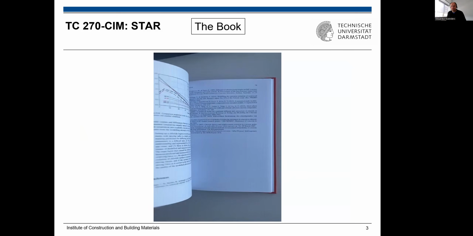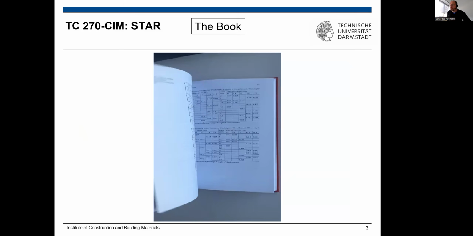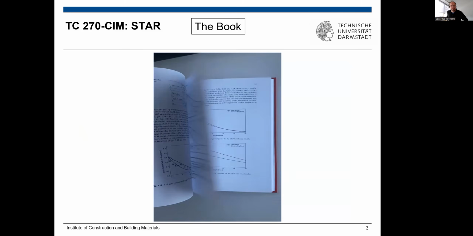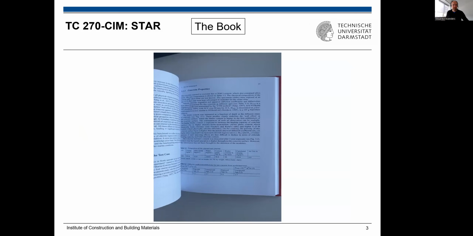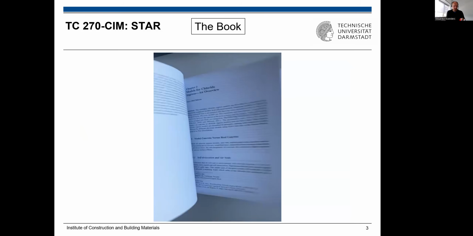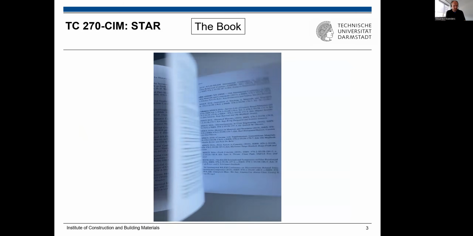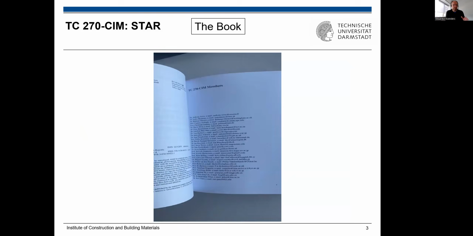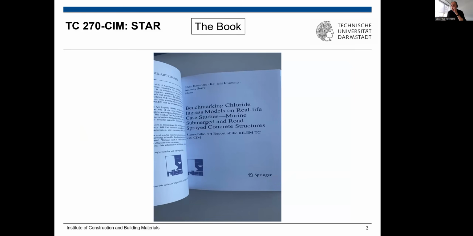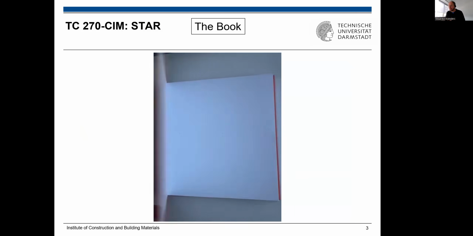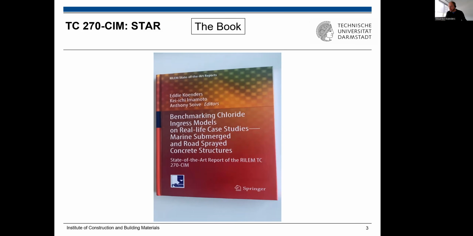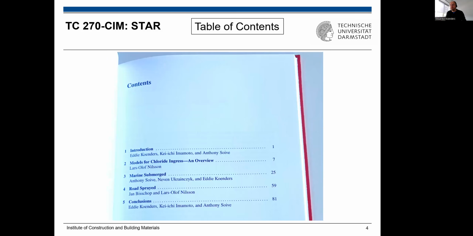So the book looks like this to give you an impression. It's really a very nice book with lots of details, and although it is not so thick, it has not so many pages. Less is more, they say. It has about 80, 90 pages, and it's separated in a couple of blocks, main topics. That's what you see here, the content of the state-of-the-art report.